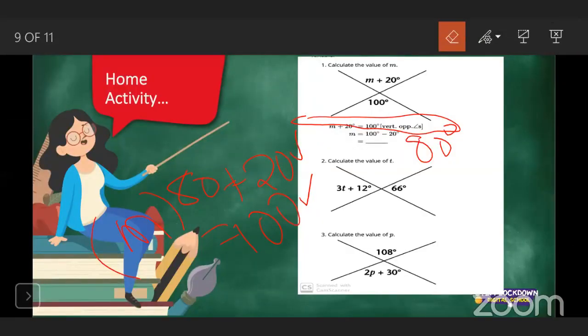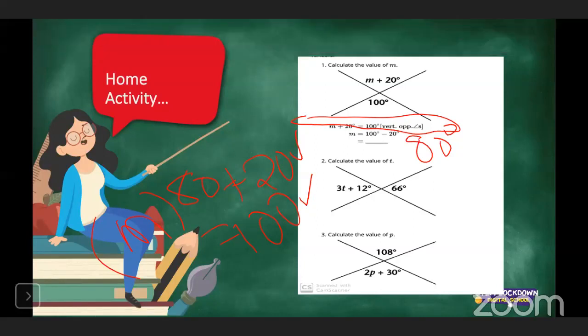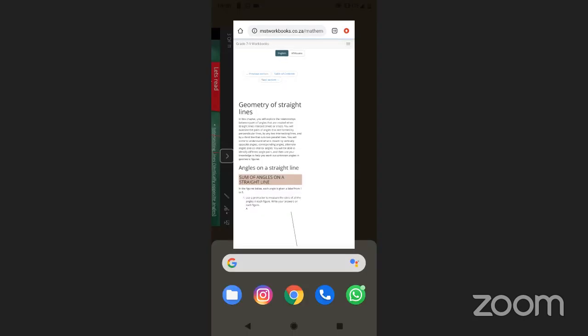5 minutes left, guys. Is it 5? 10 minutes. 10 minutes left.